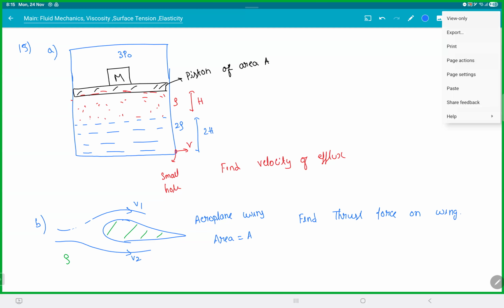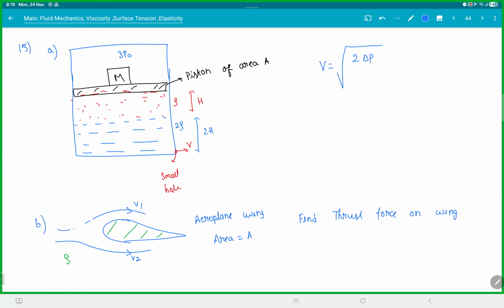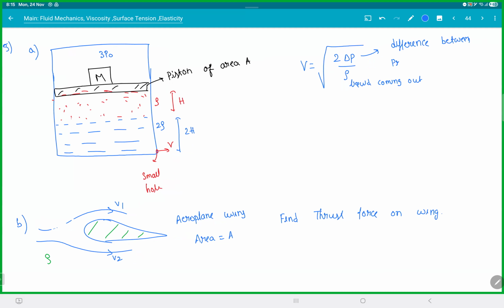Forgot the formula. Velocity of efflux is given by root over 2 delta P by rho. This is the rho of the liquid coming out. Delta P is the difference between the pressure just inside and just outside the hole. You should check out the notes. We did this.